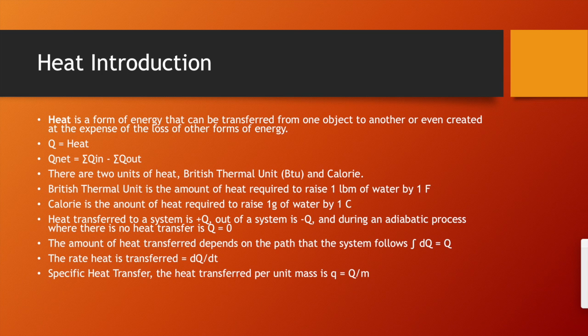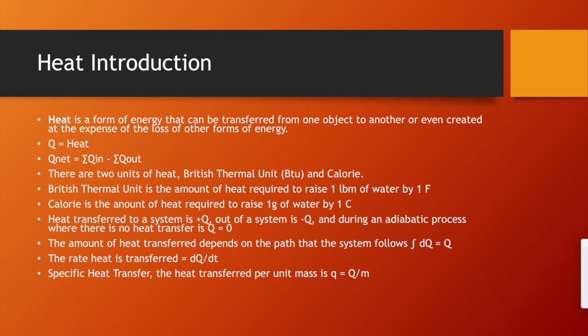Starting with heat. Heat is a form of energy that can be transferred from one object to another, or even created at the expense of the loss of other forms of energy. The symbol for heat is Q, and Q net is equal to the heat in minus the heat out, indicating that heat cannot be created or destroyed.